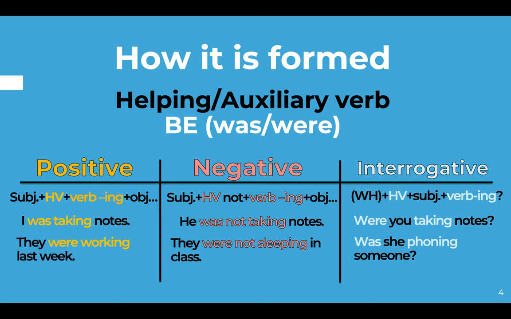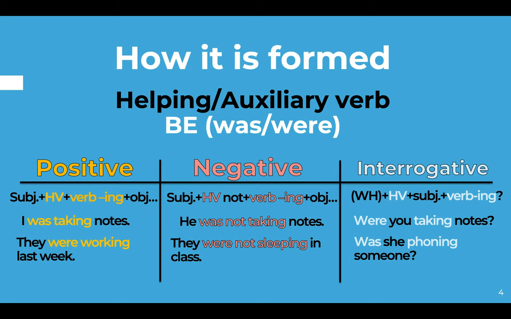Okay, so let's start with a positive sentence. So the formula is the subject plus HV for helping verb, so was or were, then an ing verb, the main verb, plus the object plus the time expression, for example. Like these two examples, I was taking notes. Okay, I was taking notes. Or they were working last week. They were working last week.